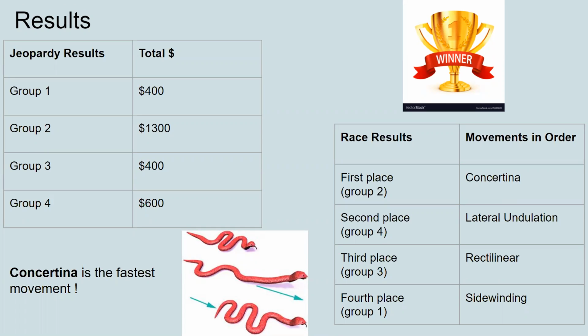For the results of the Jeopardy game, group 1 got $400, group 2 got $1,300, group 3 got $400, and group 4 got $600. For mimicking the movements of the snakes, first place was group 2 that mimicked the concertina. Second place was group 4 that mimicked the lateral undulation. Third place was group 3 that mimicked the rectilinear. Fourth place was group 1 that mimicked sidewinding. First place was the concertina, which was the fastest movement.